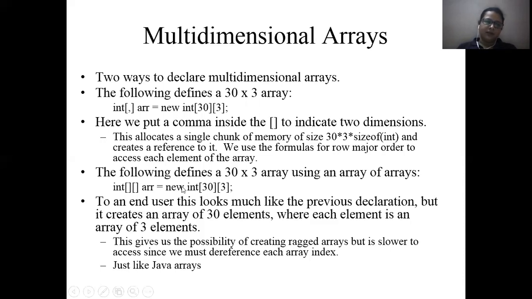We can declare our two-dimensional array in different ways in C sharp. First, this one, and second is this one. To an end user, this looks much like the previous declaration, but it creates an array of 30 elements where each element is an array of 3 elements. This gives us the possibility of creating jagged arrays, but it is slower to access since we must dereference each array index, just like a Java array.